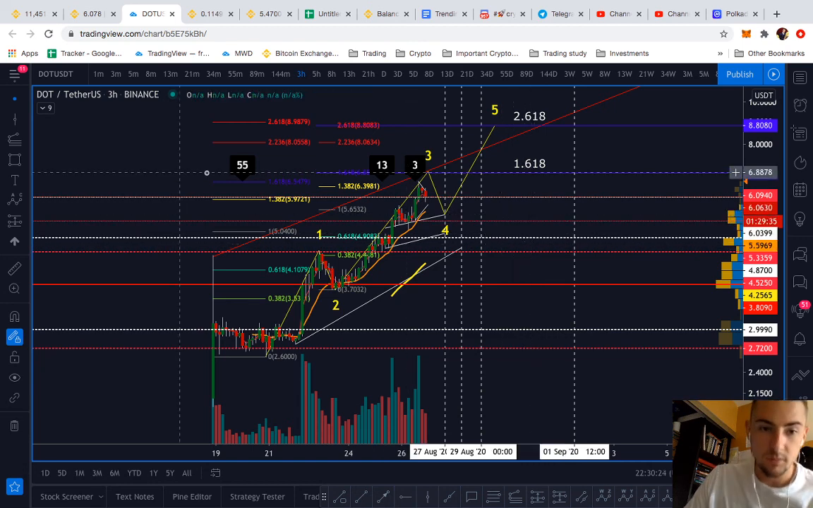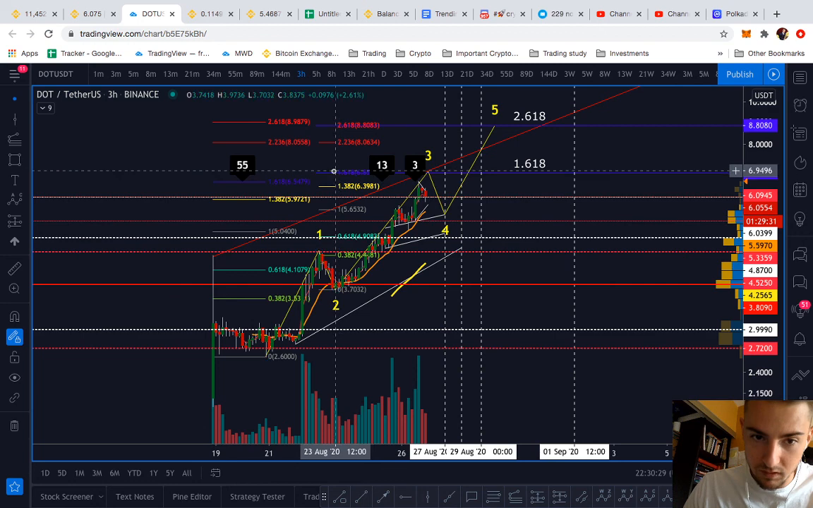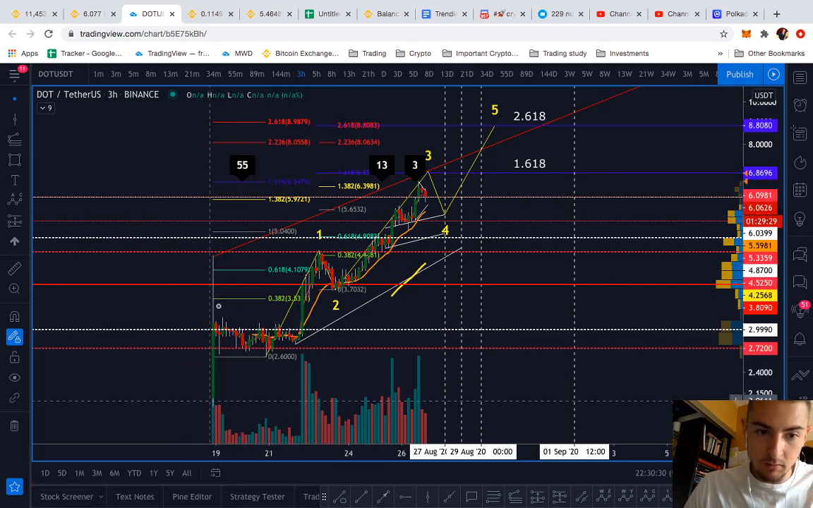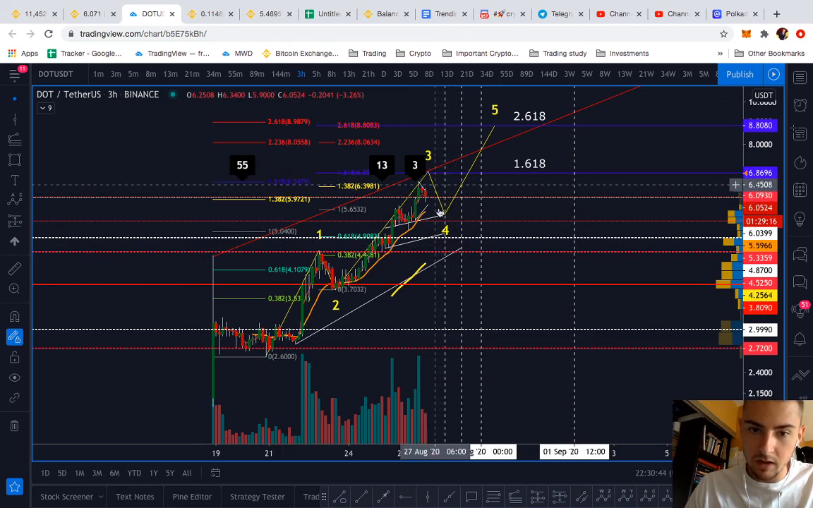Okay, so we're getting some very essential touches right here. This 1.618, from bottom to that 1.618, literally we got a perfect touch right on it. So that tells me that could be the third wave. That means that we're going to get a fourth wave all the way downwards, right about here.